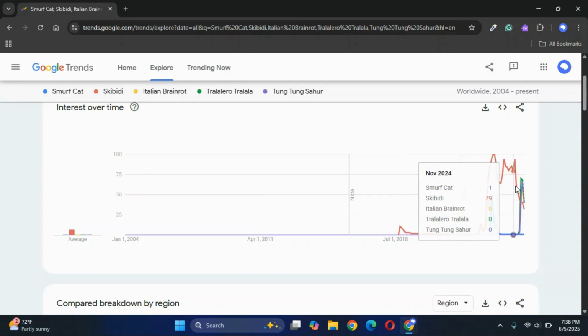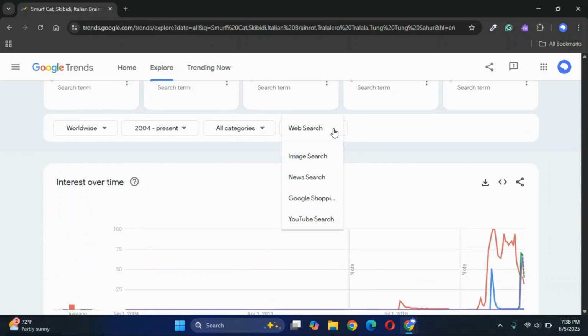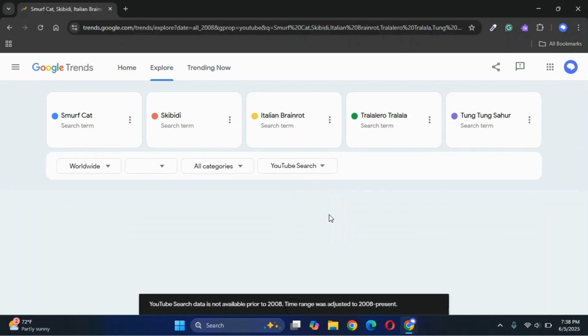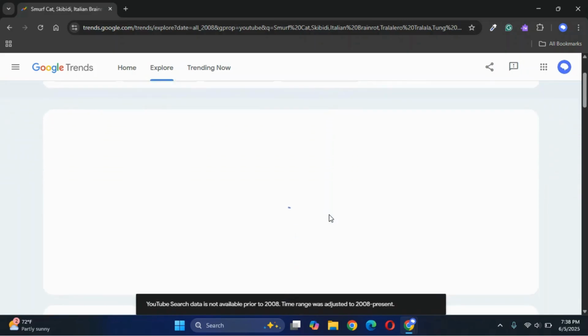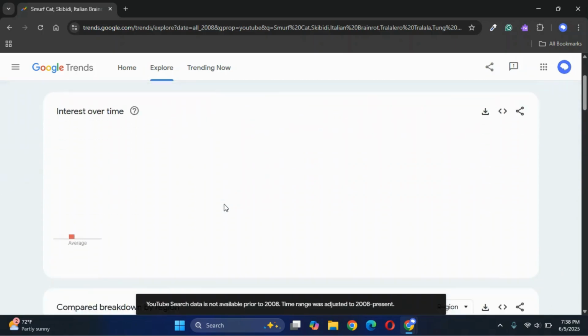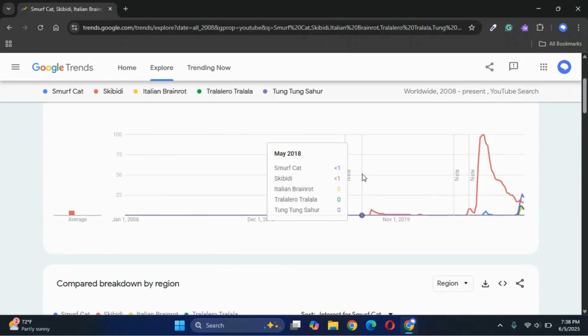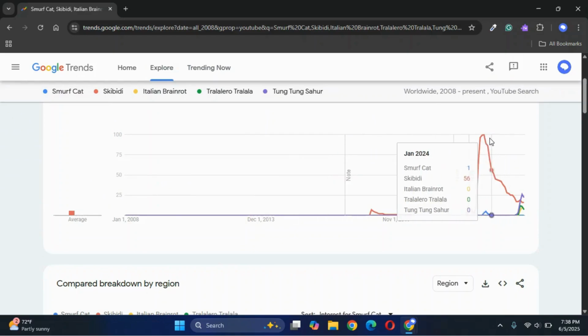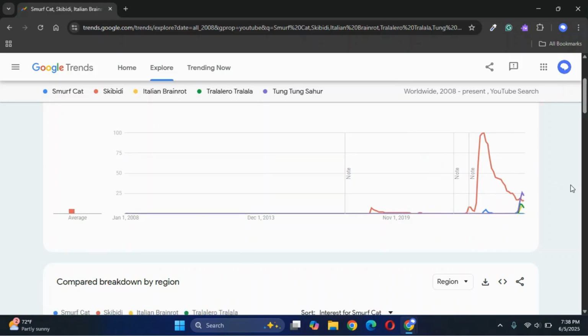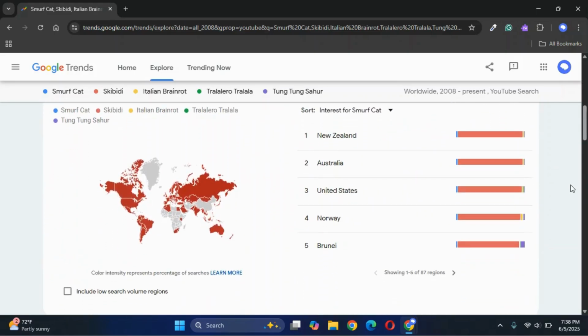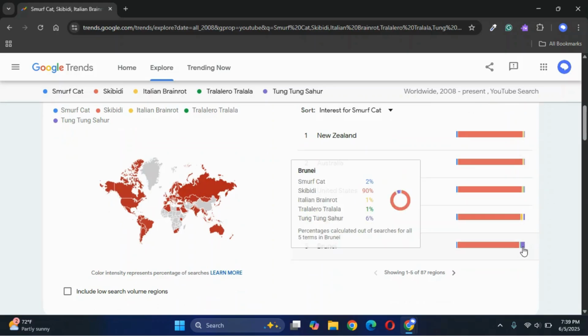Oh yeah, Skibidi's also dying. Let's see if this is the same if I check on YouTube. There's more brain rot on there. Oh, Skibidi's dying even worse. And Italian brain rot's also going down. That's interesting. Most of the searches seem to be for Skibidi. That's not surprising though, but surprised Italian brain rot didn't get much.